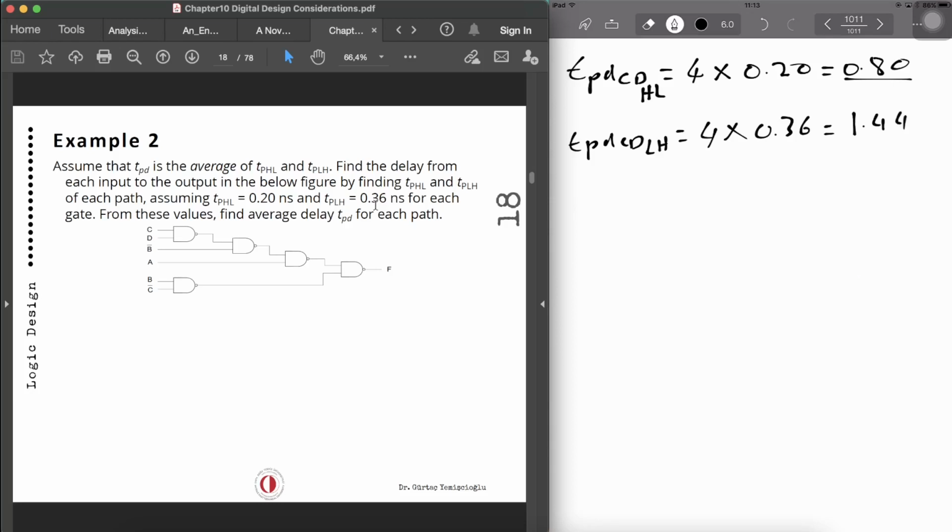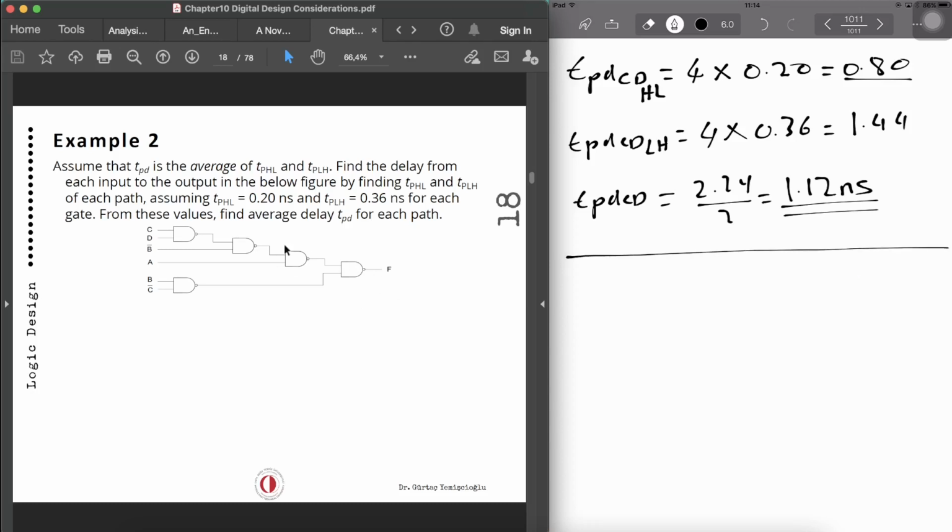Now, in order to take the average, we just need to add both together. So tPD for CD is going to be 0.8 plus 1.44, which is 2.24, divided by 2, 1.12 nanoseconds. So that is the propagation delay that we will observe from CD to F. So it will take 1.12 nanoseconds before we can see the reaction of the inputs at the output.